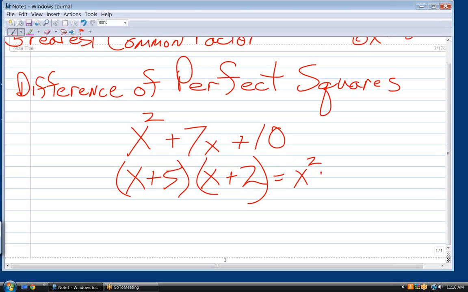Okay, what's the next term? Outside. What's that times that? That's x2. But we like to put the coefficient in front. In other words, we're going to write it as 2x. You with me? What's the third term? What's the inside?